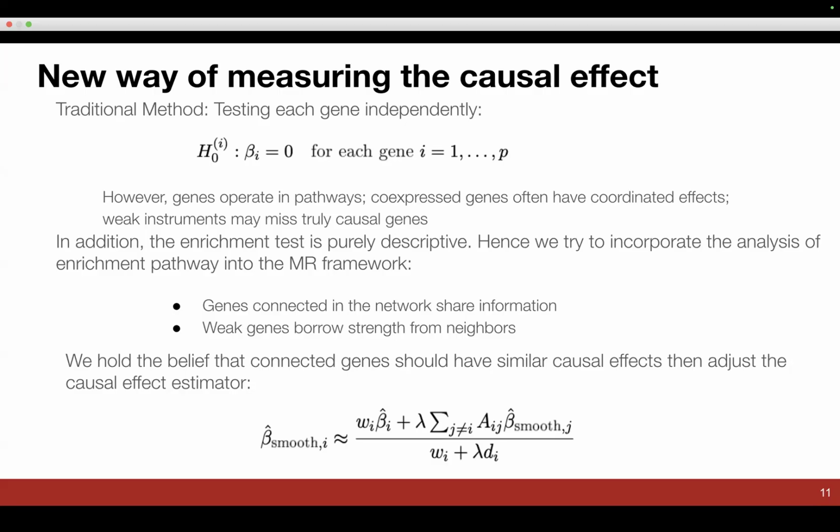That says genes connected in the network share information, while weak genes borrow strength from their neighbors. We hold the belief that connected genes should have similar causal effects, and then adjust the causal effect estimator. Here, W is the weight of each gene, while the part after the plus sign is the adjustment after you incorporate the network. Here lambda stands for the smoothing parameter, A stands for the adjacency matrix, while lambda times D stands for the total borrowed weight.